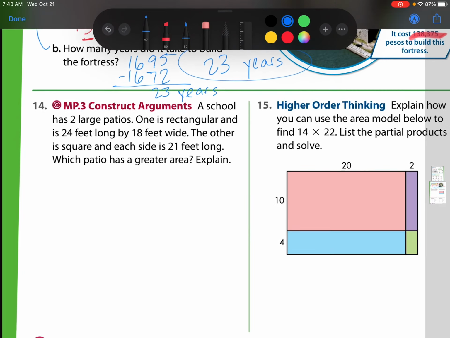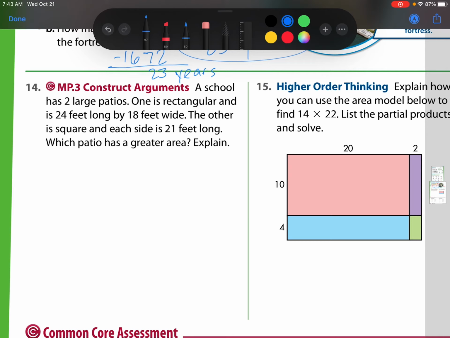Number 14. A school has 2 large patios. One is rectangular and is 24 feet long and 18 feet wide. So I'm just going to draw a picture of that for us so we can see what's going on. 24 feet long, 18 feet wide. The other is square, and each side is 21 feet. So since it's a square, that means every single side is 21 feet.